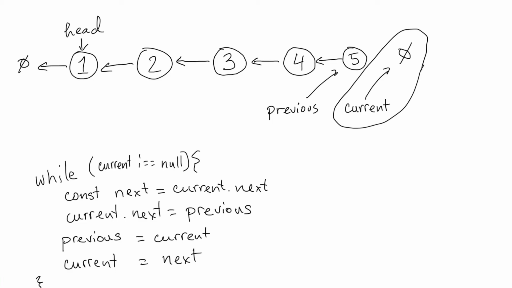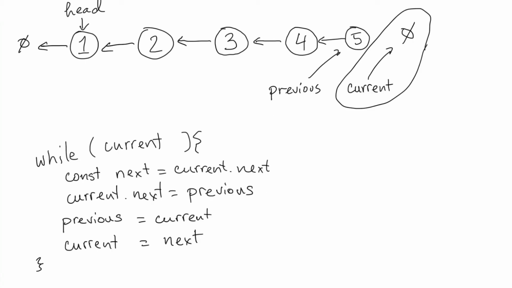However, I can do a slight simplification here. Since when current is not null, it evaluates to a truthy value, and whenever current is null, it evaluates to a falsy value, I can remove the comparison and just run while as long as current has a truthy value. So the condition that is currently drawn is precisely the condition at which my while loop will exit. And notice that previous actually points to the start of the reversed linked list. So if I'm solving a problem where I need to return the very first node of the reversed linked list, I could just return previous at the end.